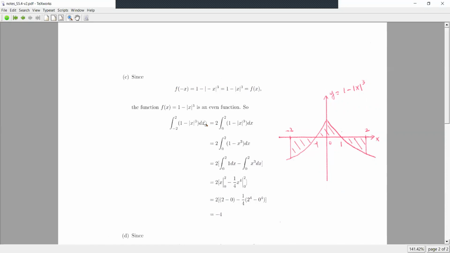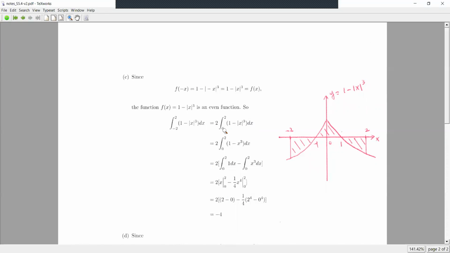Okay, now this integral from -2 to 2. This integral is the net area of the region from -2 to 2. This region clearly is symmetric about the y-axis. So the net area of the region from -2 to 2 is equal to 2 times the net area of the region from 0 to 2. So we have this equation. This integral is equal to 2 times the integral from 0 to 2.